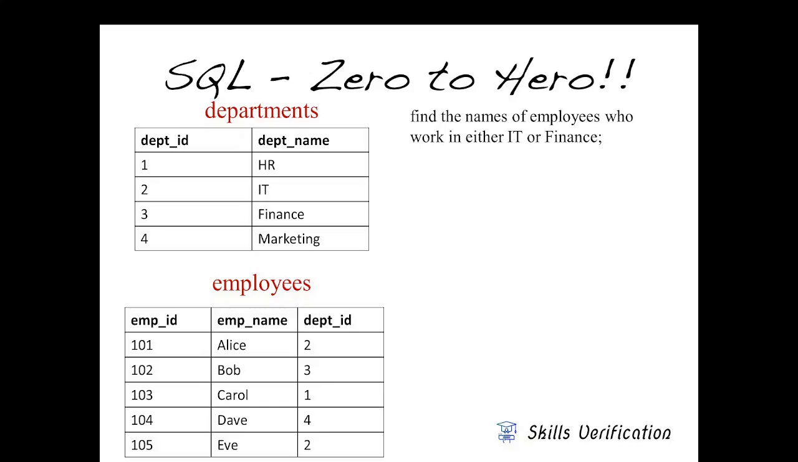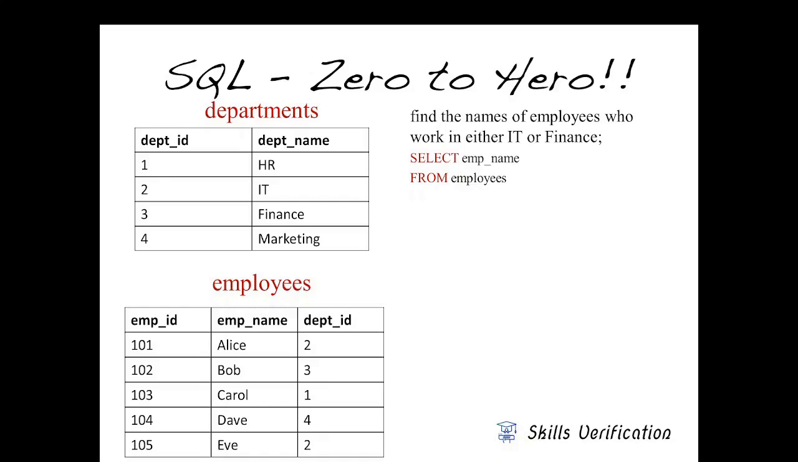So let's try to write this query. The question says we should find the names. Which table has the names? It's the employees table. So the employees table will form the outer query. We start by writing SELECT employee_name FROM employees. The question further states we should find names in IT or finance departments, and it's the departments table that has the department names that contain IT and finance.